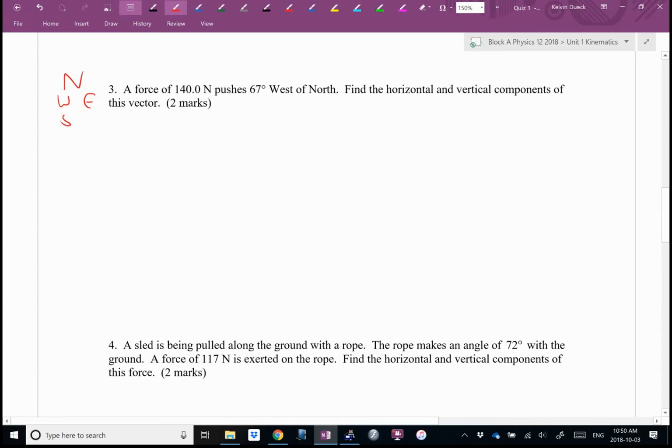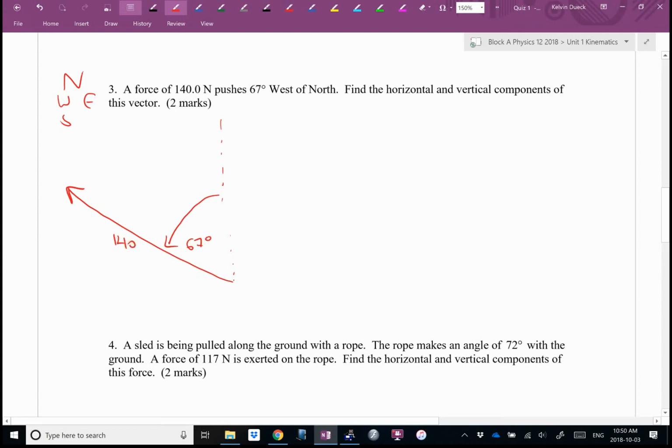We're pushing 67 degrees west of north. West of what? I'm going to go north first, like that. I'm going to go 67 degrees west of north. It's going to look something like that, where this angle is 67 degrees, and this is 140.